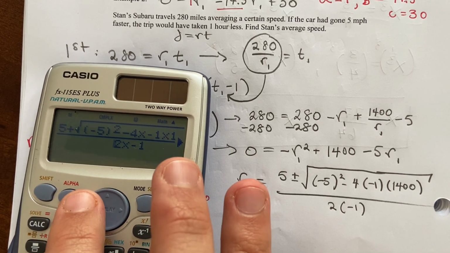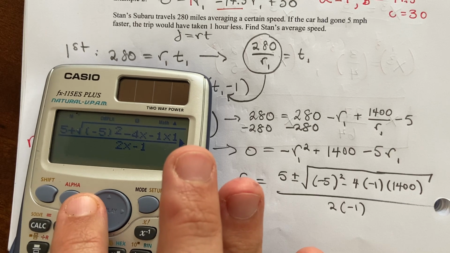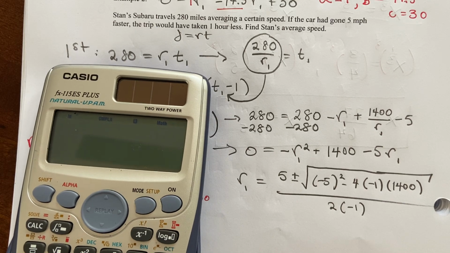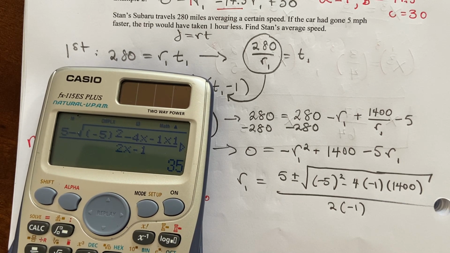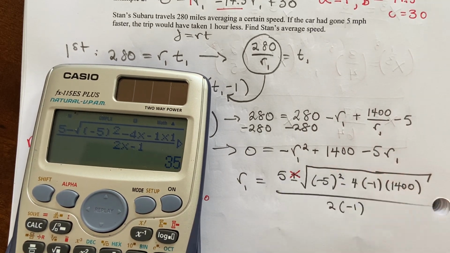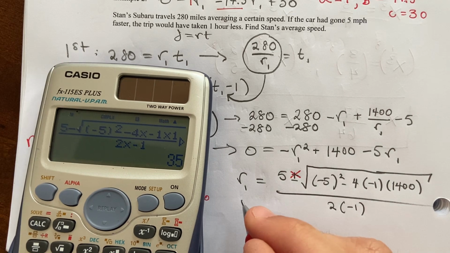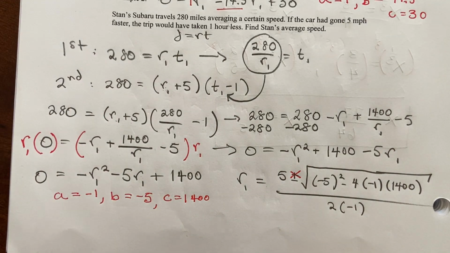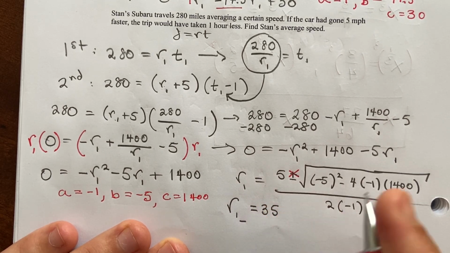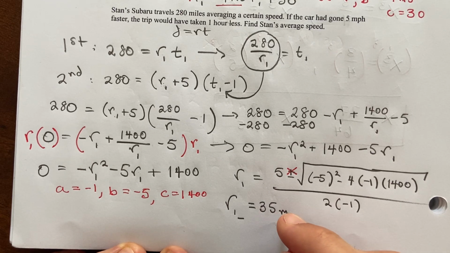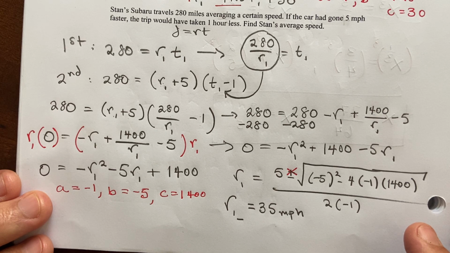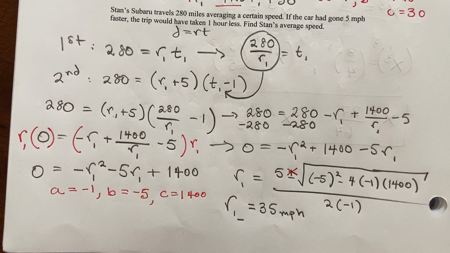If I go back, really I only want the positive speeds. So that might be mathematically true, but it wouldn't make sense to say a negative speed, so it must be this one that we're after. So actually in this case, I'm eliminating the positive case. So it's R1 minus. So R1 minus equals, this would be 35 miles per hour. Okay, and that would be the average speed. That's it.